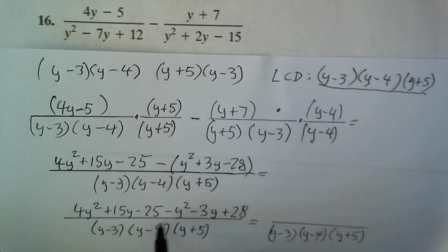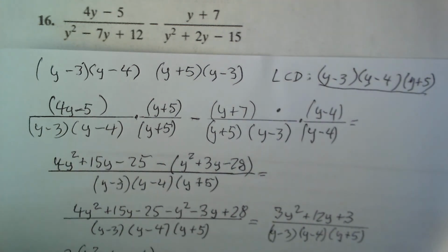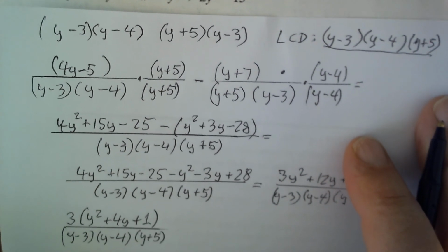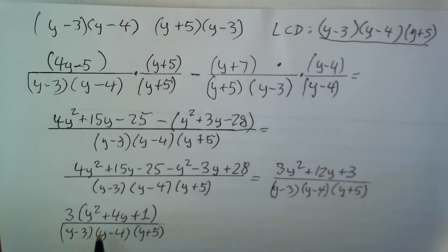So combining like terms in the numerator, 4y squared minus y squared is 3y squared. And 15y minus 3y is 12y. And then minus 25 plus 28 is plus 3. And so then the only thing we can do in the numerator, we can factor out a 3. So by factoring out a 3 in the numerator, we get the final answer, 3 times y squared plus 4y plus 1 divided by y minus 3 times y minus 4 times y plus 5.